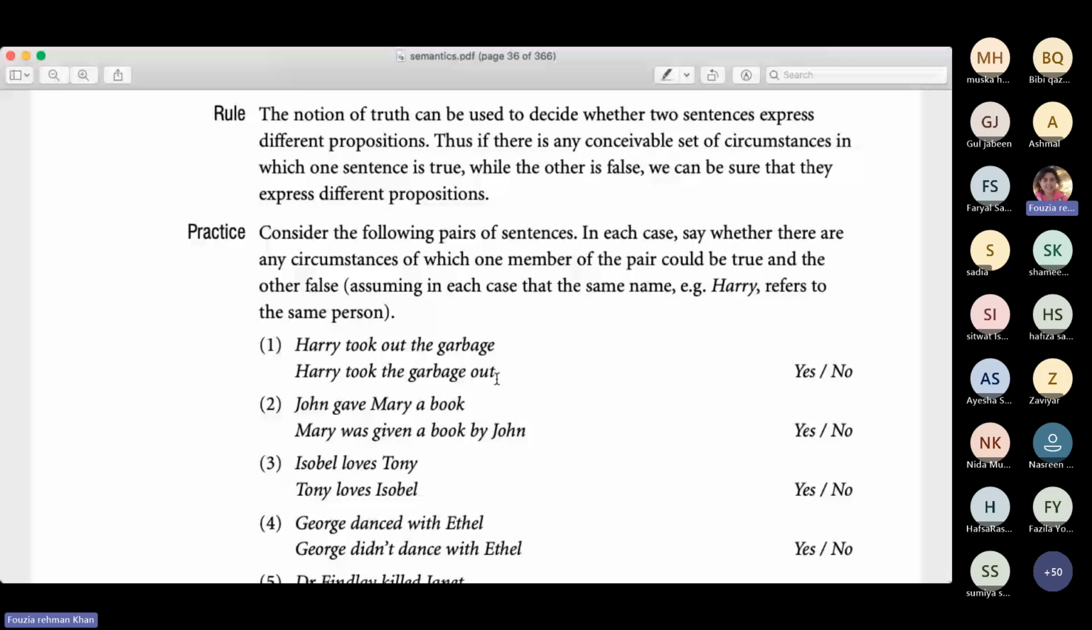Next example, it would be clear. John gave Mary a book. Mary was given a book by John. Right. Now this also means just the same. So both are either true or both are false. It is not that one is true and one is false. Now the exercise is finding out if one is true and the other is false. Then you can say yes. If both present one proposition, then you would say no. The question is that these pairs should present two propositions.